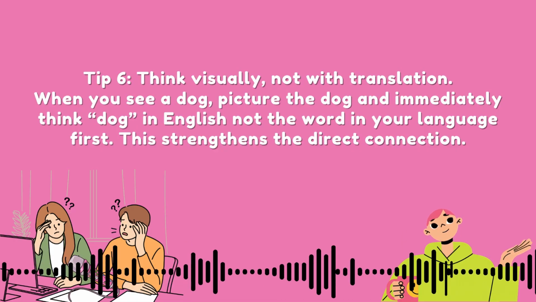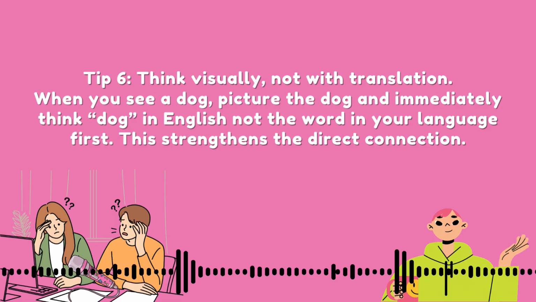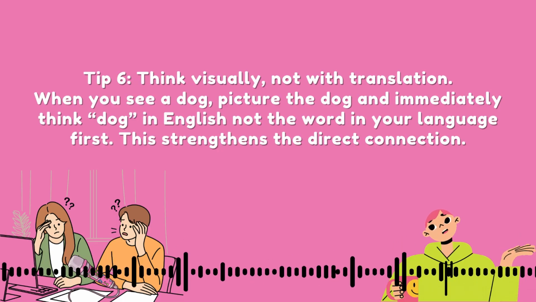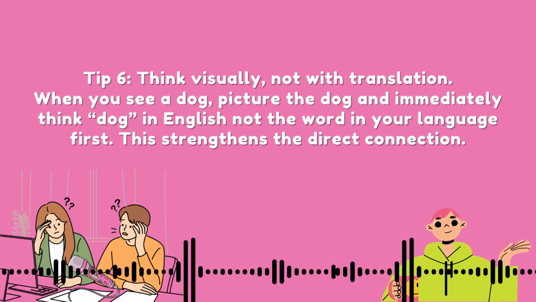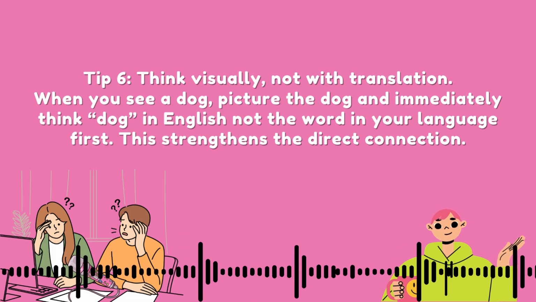Tip 6. Think visually, not with translation. When you see a dog, picture the dog and immediately think dog in English, not the word in your language first. This strengthens the direct connection.